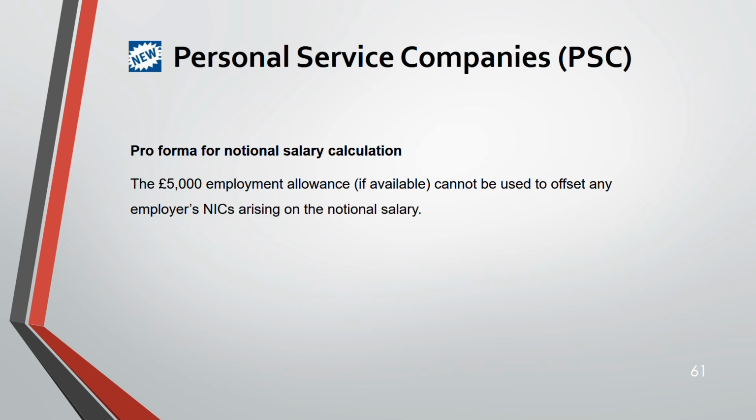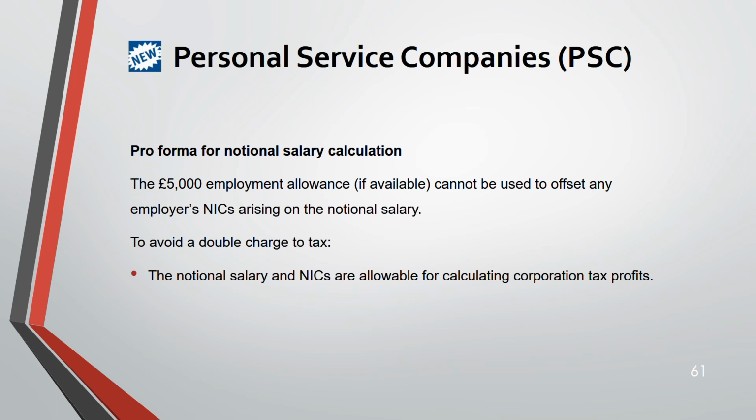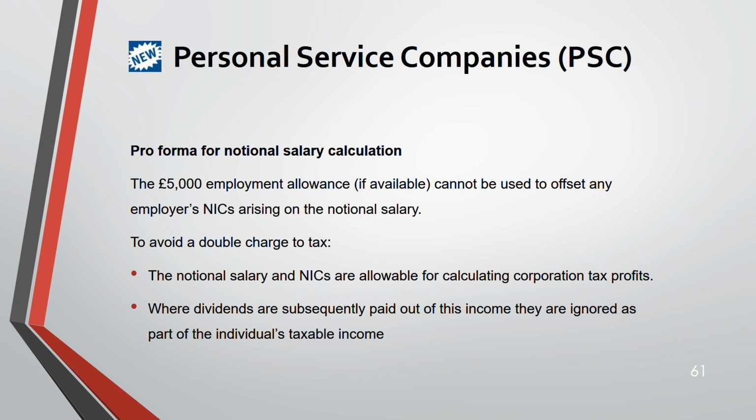Now, the 5,000 employment allowance, if it's available, cannot be used to offset any employer's NIC arising on notional salary. It could be used on your actual salary but not notional salary. To avoid a double charge to tax, the notional salary and NIC are allowable for calculating corporation tax profit. You can deduct it from your corporation tax. Next, if you are paying dividend out of this income, they are ignored as part of the individual's taxable income.